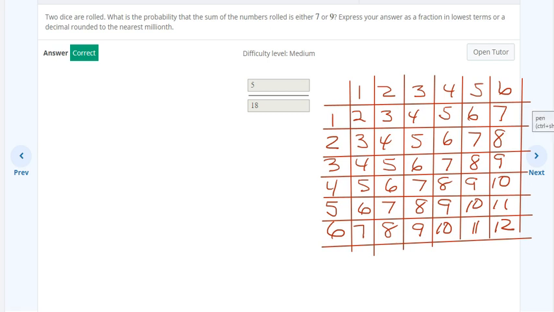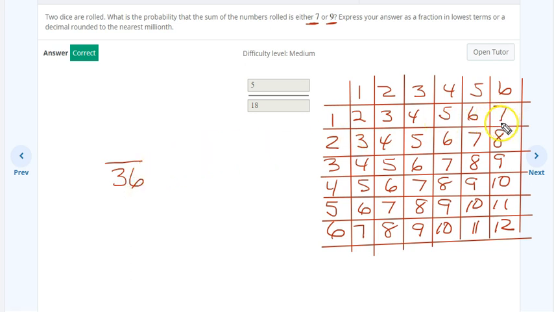I don't know what this person did in preparation for doing this example, but you have a set of dice that are rolled. What is the probability that the sum of the numbers rolled is either a 7 or a 9? Now, it took me a few moments to make this little chart, but when there are 6 possibilities this way and 6 possibilities this way, 6 times 6 is a total of 36 possibilities.